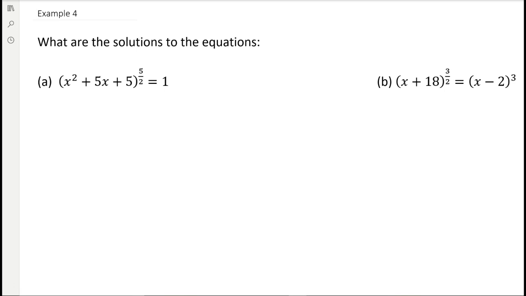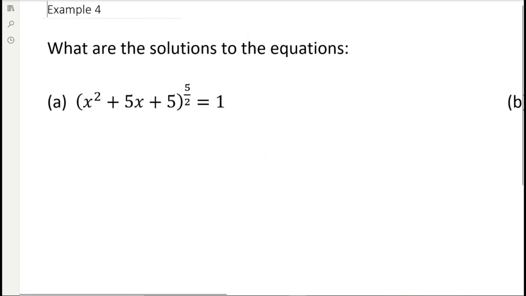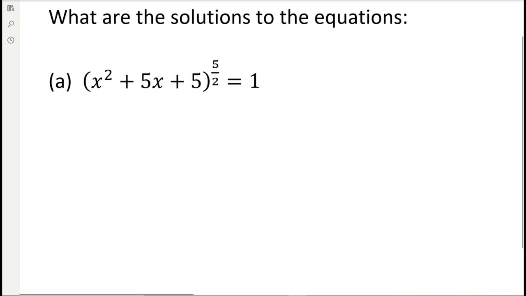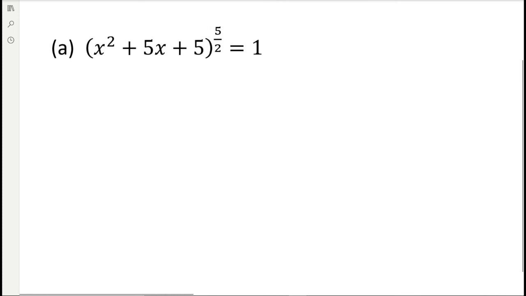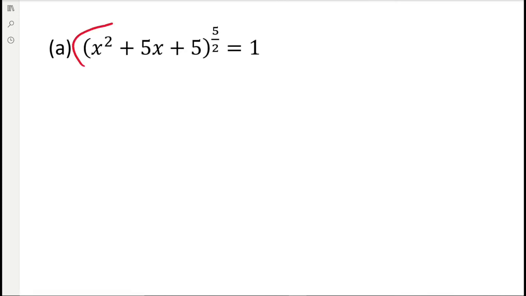So let's go ahead and look at a couple examples here. If we wanted to solve this equation, notice that this part is already isolated. It's in its own parentheses, and the entire thing is raised to that power. So we don't have to isolate it. What we're going to do is raise both sides to the reciprocal power, 2 over 5. And so now these cancel. I got to do the same thing to the other side, 2 over 5.